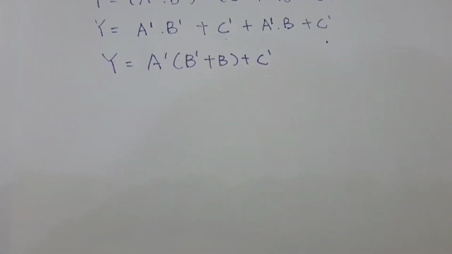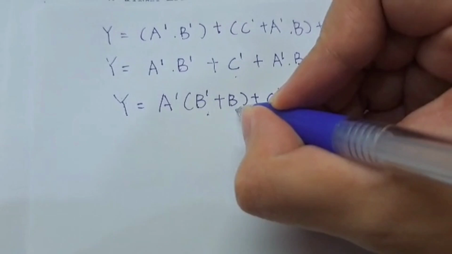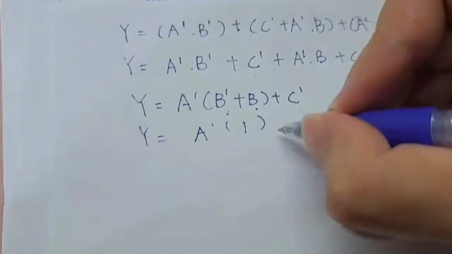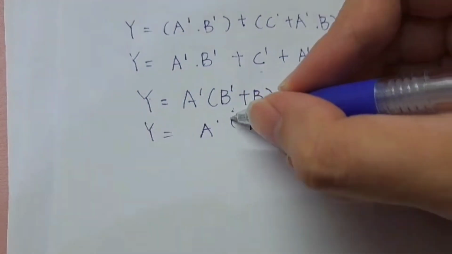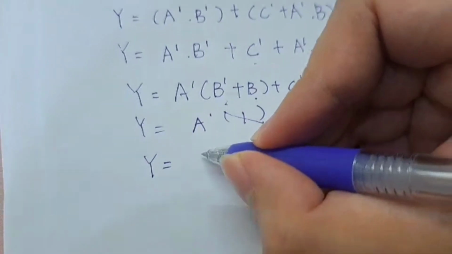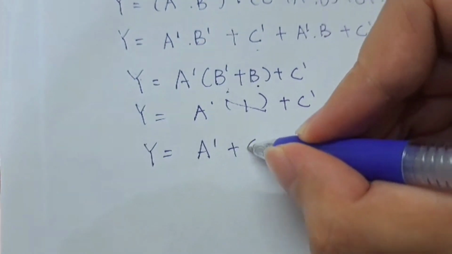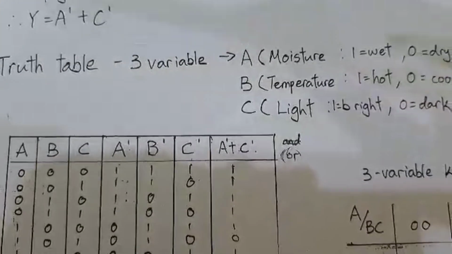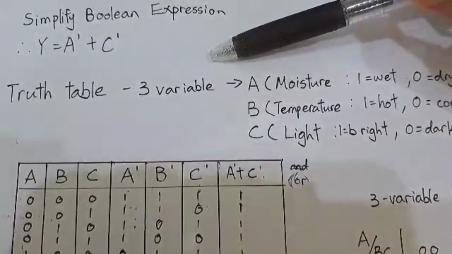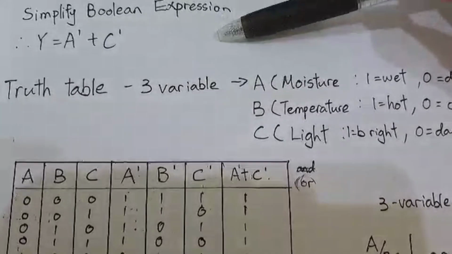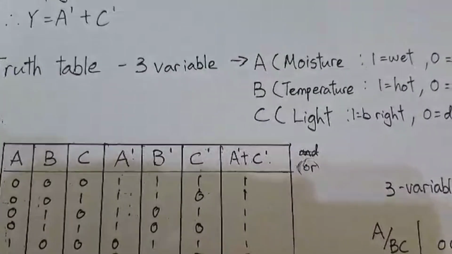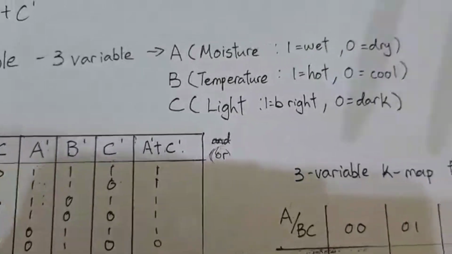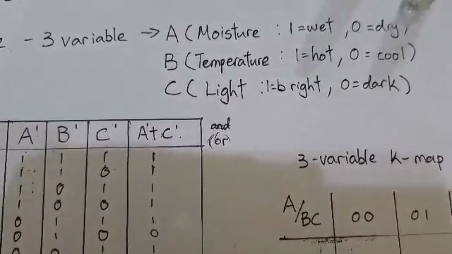And after that, b plus b equals a prime 1 plus c. Actually, we can ignore the 1, so the final answer is a prime plus c prime. Okay, now we have simplified the Boolean expression: y equals a prime plus c prime. So what we're going to do next is create a truth table and a Karnaugh map table with these 3 variables. We can see these 3 variables represent different cases.